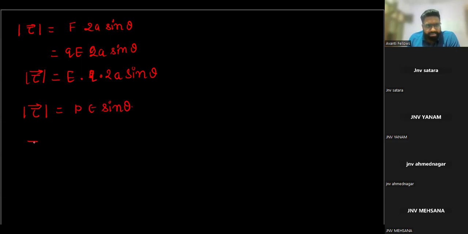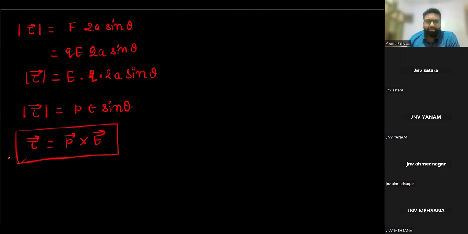And again, we can write it in the vector form, that it is P vector cross E vector. Okay. So torque vector is equal to P vector cross E vector. Okay. So note it down.